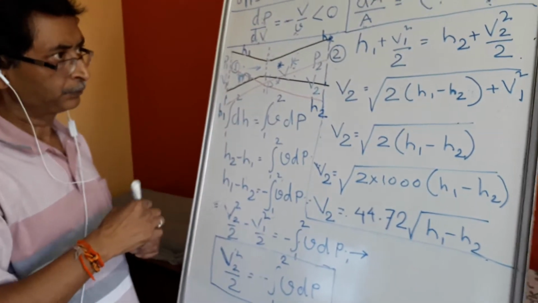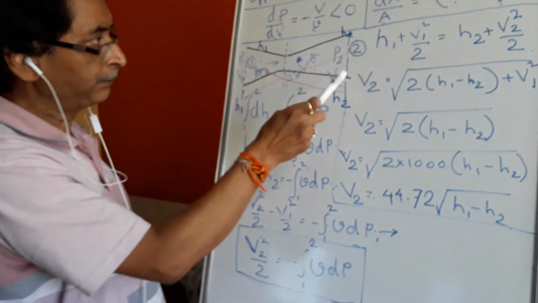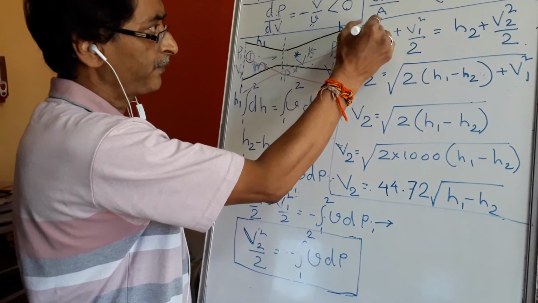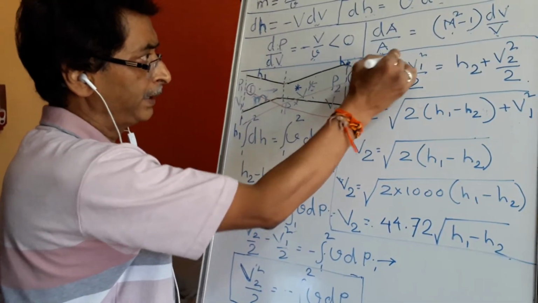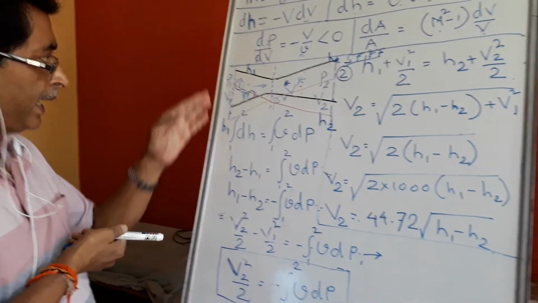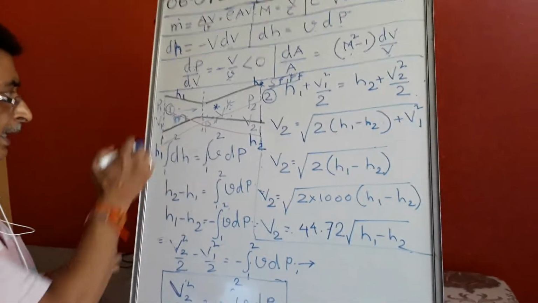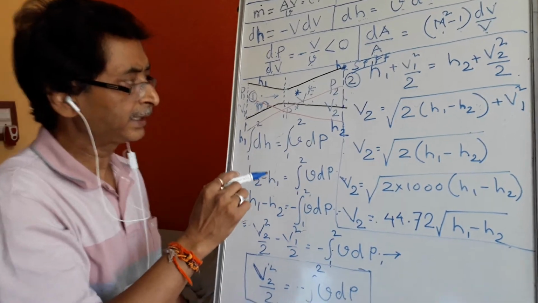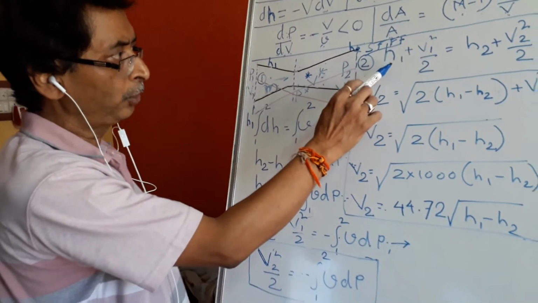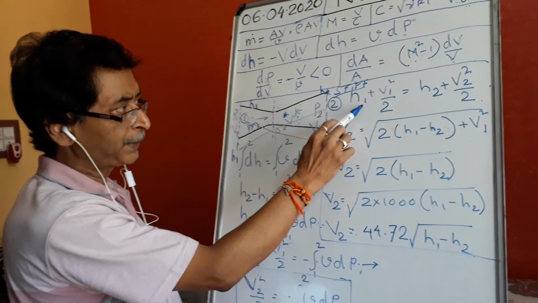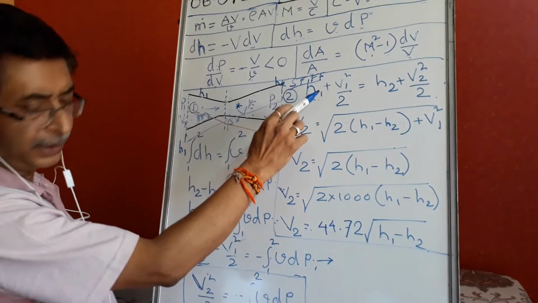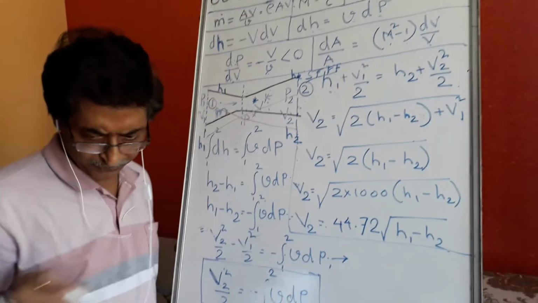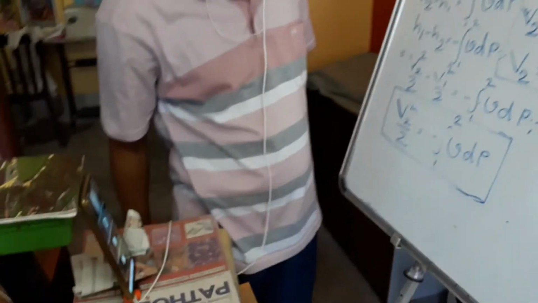Now another relation we came to, we have found the steady flow energy equation, SFEE. What is the steady flow energy equation? The energy at 1 is equal to the energy at 2. Both are the same because energy can neither be created nor destroyed. From this we have the enthalpy. Enthalpy is internal energy plus flow energy. So H1 plus V square 1 is equal to H2 plus V square 2.